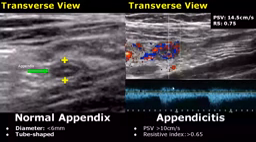Spectral Doppler studies can be performed as well to help in diagnosis. The peak systolic velocity will be greater than 10 centimeters per second in appendicitis and the resistive index will be greater than 0.65. In this image, the PSV is 14.5 centimeters per second and the resistive index is 0.75.